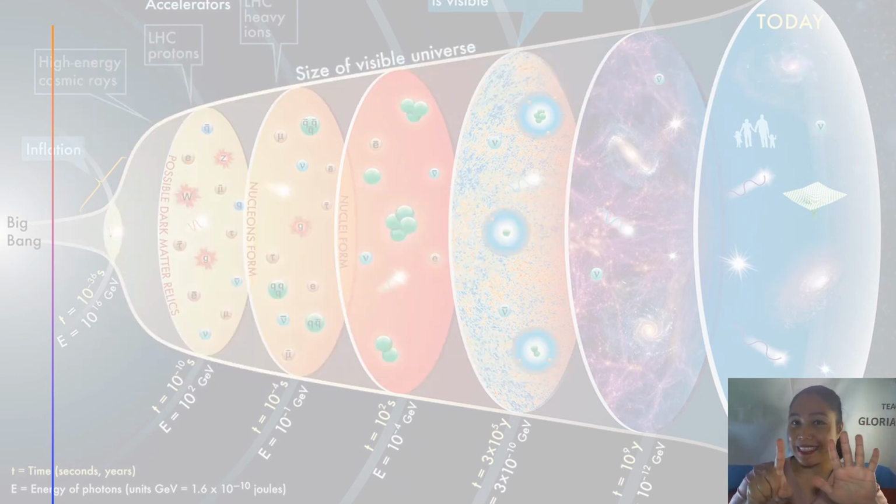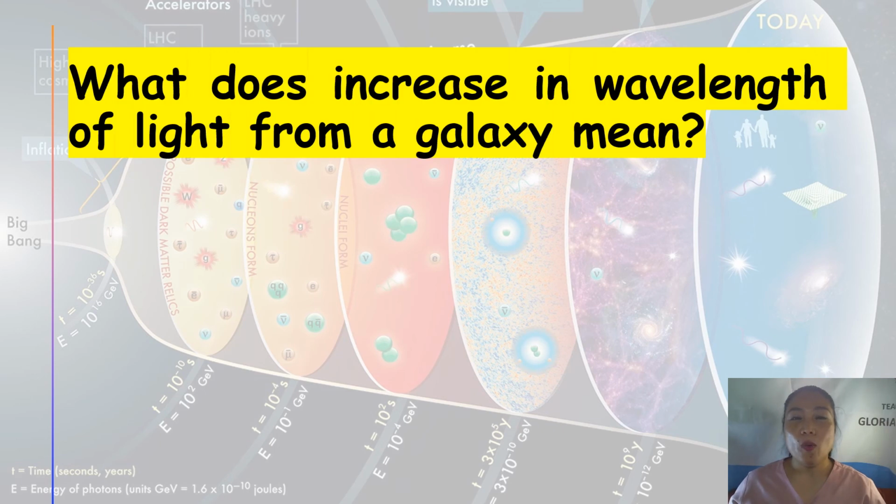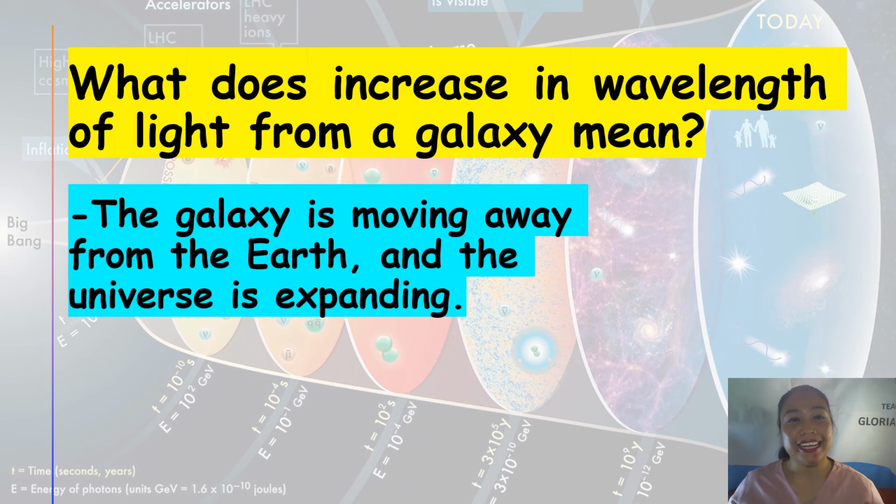Question number 6. What does increase in wavelength of light from a galaxy mean? Yes, it is. The galaxy is moving away from the Earth and the universe is expanding. As the light from the galaxies gets nearer to the Earth, the distance between the Earth and the galaxy increases, causing the wavelength of light to get longer.